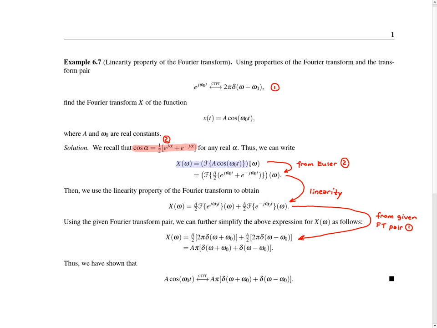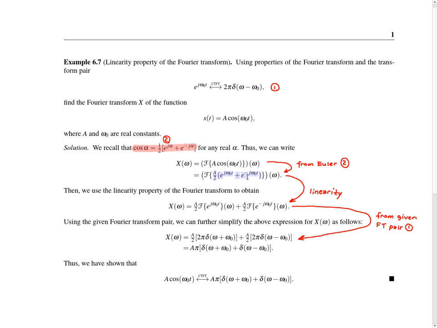So when we take the Fourier transform, what we're going to end up with when we substitute the cosine function with the pair of complex sinusoidal terms is this next line here. And at this point we can use the linearity property, because what we're doing is taking the Fourier transform of a linear combination, basically a linear combination of two complex sinusoidal terms.